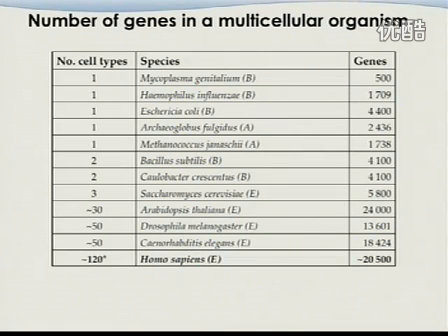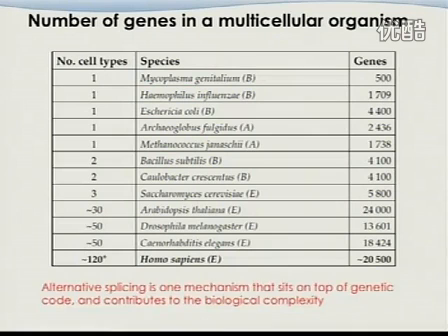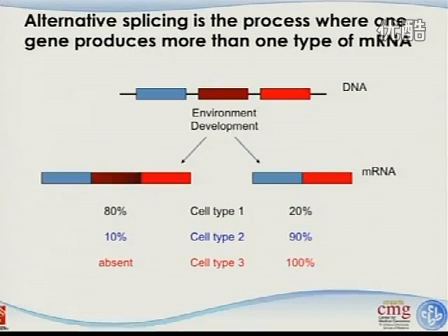Okay? So in terms of the number of genes here, they don't really distinguish too much. Alternative splicing is one mechanism that sits on top of the genetic code and contributes to biological complexity. It is a process where one gene produces more than one type of mRNA. So you can see 3 exons, and under different conditions, all 3 exons are in the final product, or only the middle one has been spliced out.